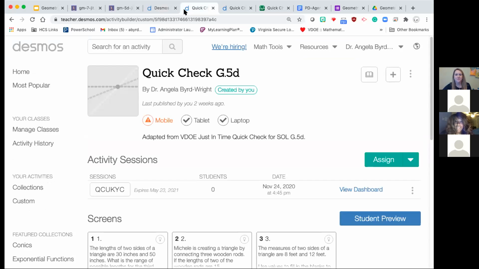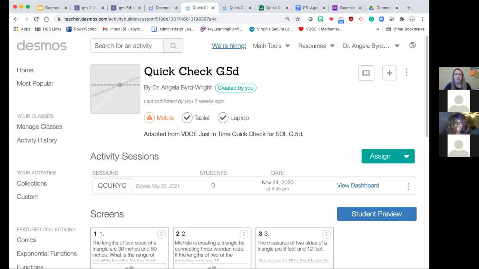And once you've done that, you'll get to what we call the teacher dashboard. At the teacher dashboard, you're able to view the particular activity. As you saw, the one we're getting ready to do shortly is our quick check on G.5D. And here you have the opportunity to assign a new feature. You can assign to your classes and/or assign a single session code. Desmos has now done an upgrade where you can actually assign to your Google Classroom. So those of you who are using Google Classroom can automatically assign those into your Google Classroom, which I think is another great step.